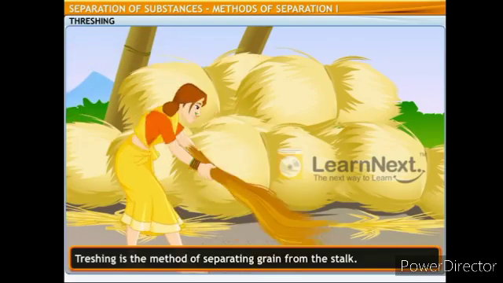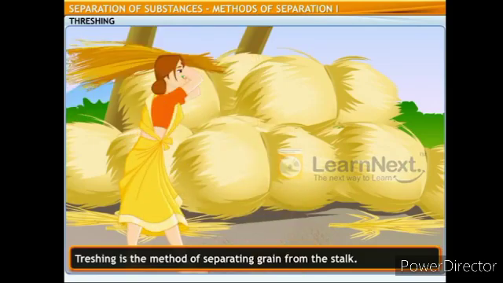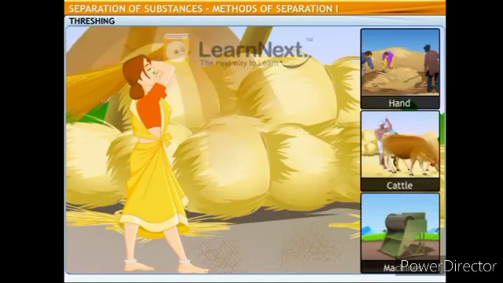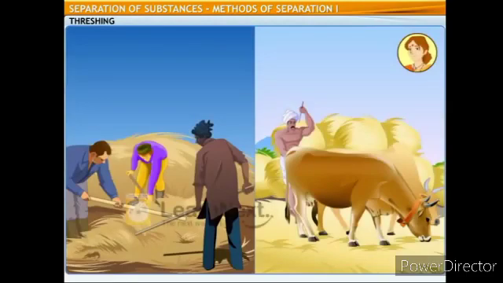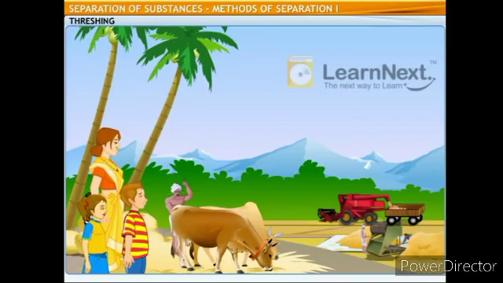It's basically the beating of these dry stalks to shake off the dried grains. It can be done by hand, by cattle, or by using machines. Traditionally, threshing was done by hand, but the cattle help do this job quickly. Nowadays, threshing machines are also used to separate large quantities of grain at a time.